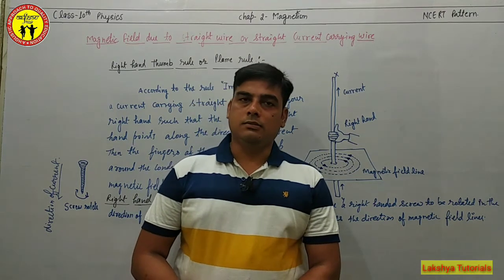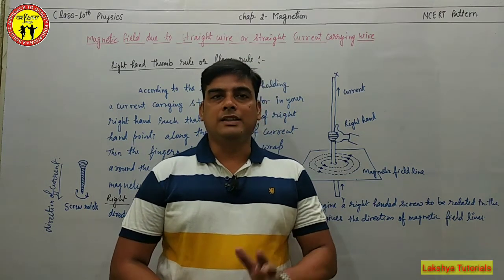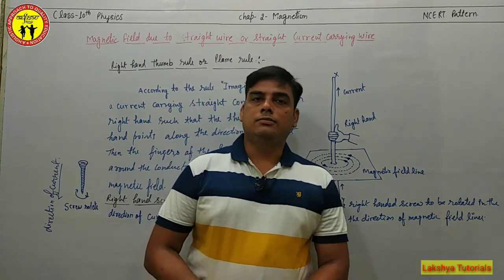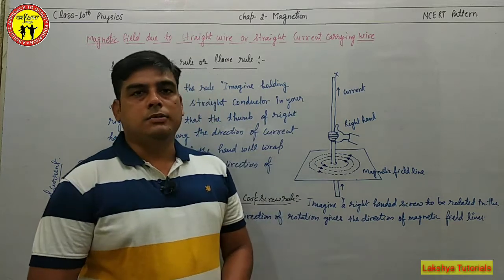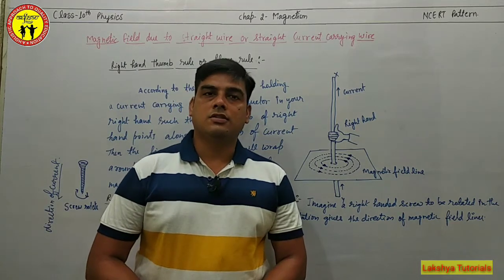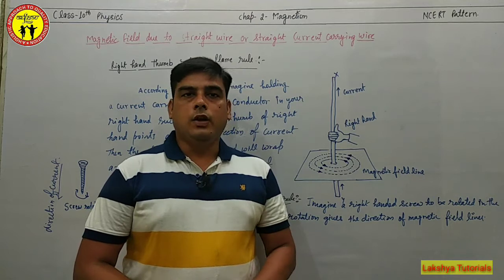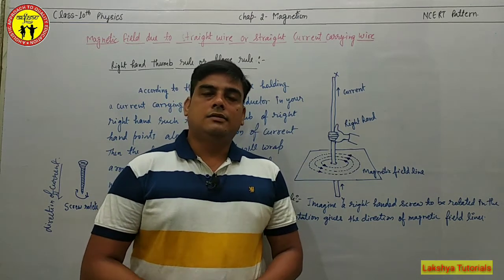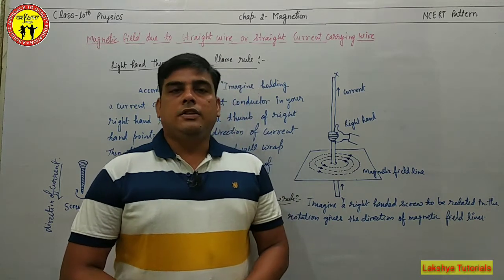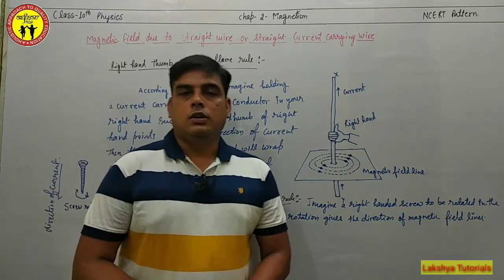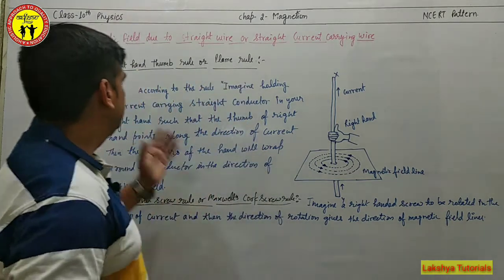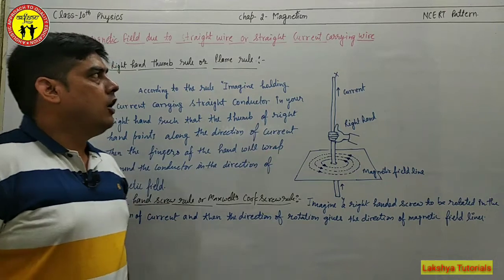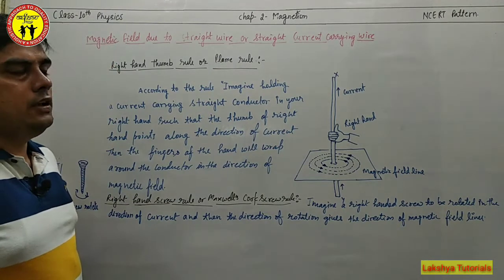In this video session we are going to discuss the physics of class 10th, chapter number 2, that is magnetism. I have previously completed two videos of the chapter magnetism. The links of the previous videos are given in the description box. That way, you can easily understand the previous theory. So, we are going to start. Today's topic is magnetic field due to a straight current carrying wire.